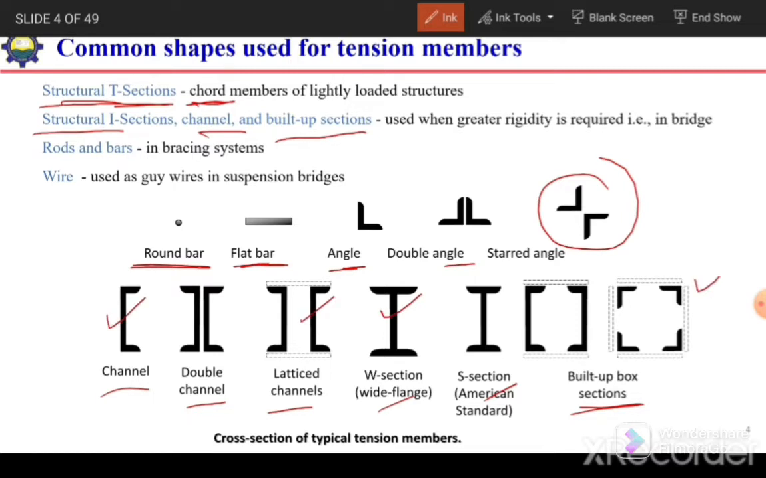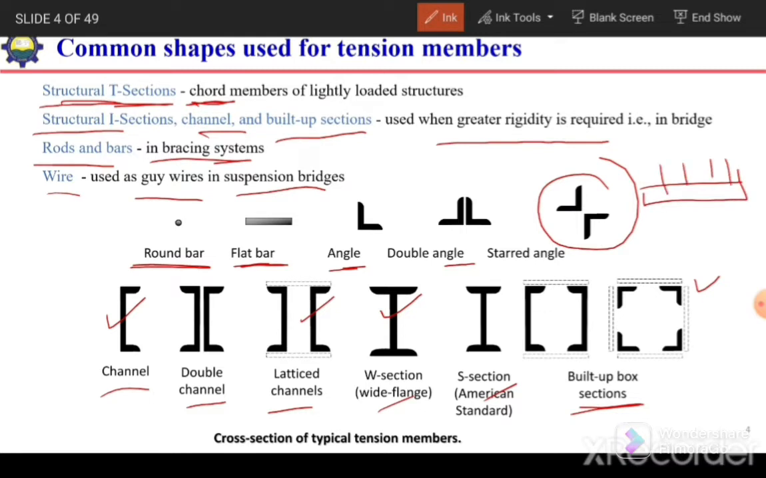These sections can be used where larger rigidity is required. So where it is required that the deformation should be minimum, or the deflection and sagging should be minimum, in that case we need to use I section, channel section or built up section. So rods or bars, in case of bracing we can use bars, wires or rods. Similarly, wires are used in case of guy wires and in suspension bridges. In case of suspension bridges, to support the deck we use these wires.